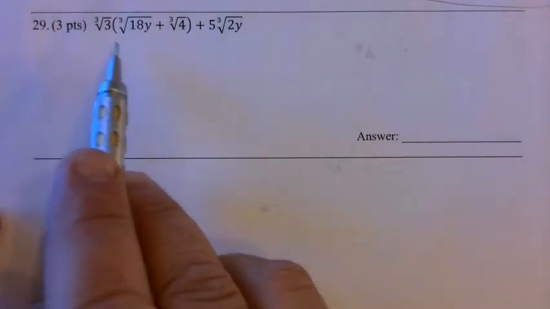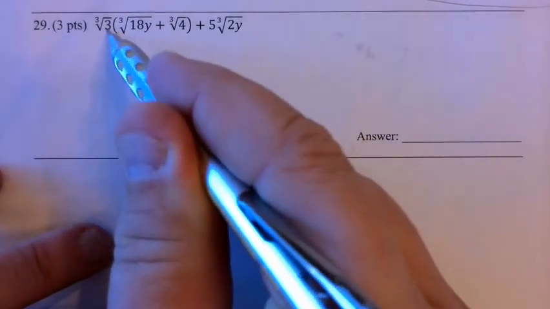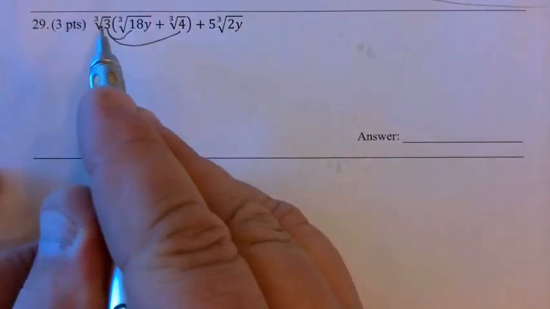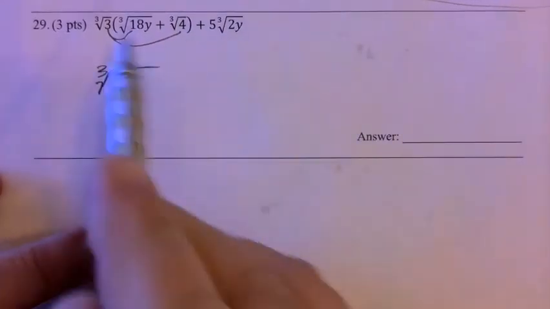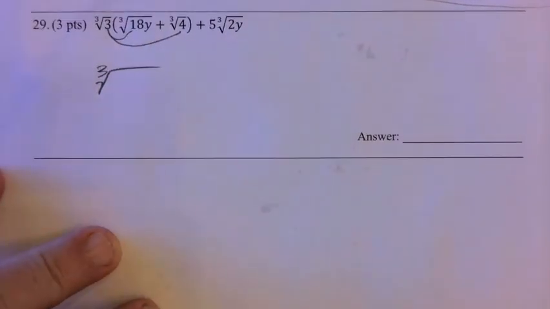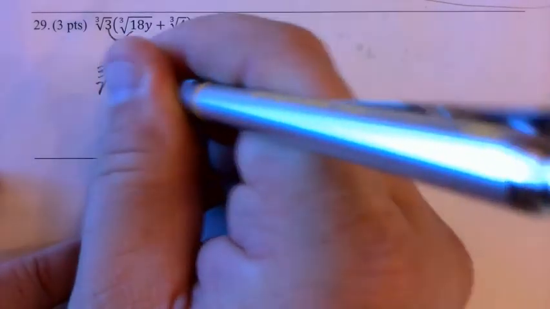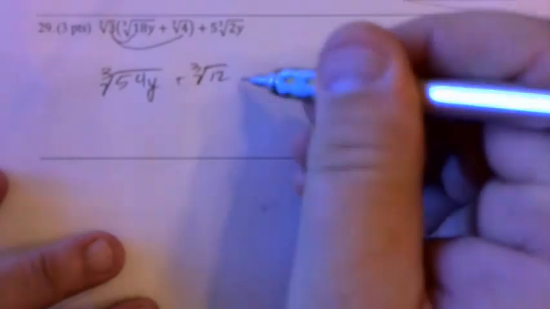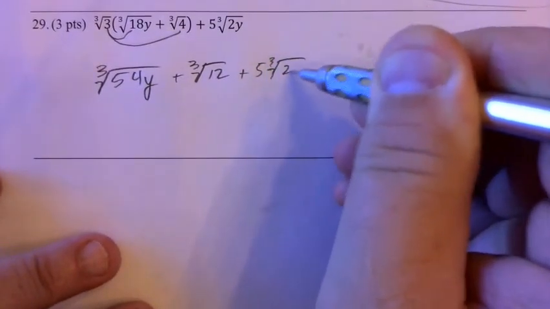Last problem. Okay. Multiply this. Oh, simplify this. Doesn't even tell me, but I know I'm going to simplify it. I'm just going to multiply this and then I'll try and simplify. So cubed root, everything's a cubed root. Okay. So I'm going to multiply these and that gives me the cubed root of 3 times 18. 3 times 18 is 54, 54y. Okay. 3 times 4 is the cubed root of 12, plus 5 times the cubed root of 2y.